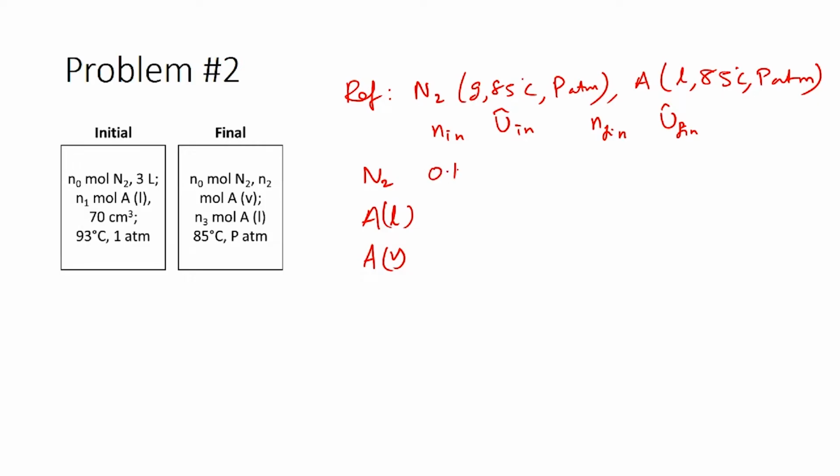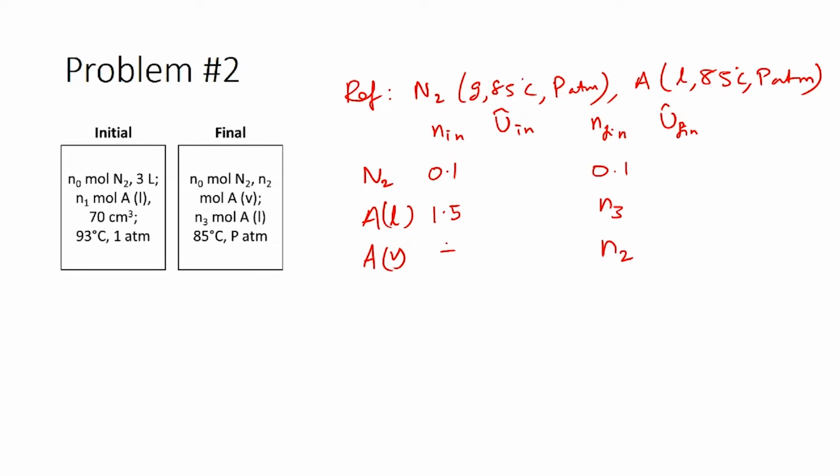We have 0.1 moles of nitrogen in the initial and the final system, and we have 1.5 moles of component A present in the liquid form in the initial system. We have N3 moles of liquid component A in the final system and N2 moles of vapor component A in the final system. We do not have any vapor component A in the initial system.